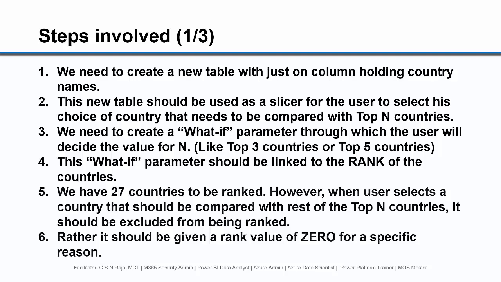This what if parameter should be linked to the rank of the countries. Assume that we have 27 countries to be ranked. When the user selects one particular country that needs to be compared with the rest of the top n countries, it should be excluded from being ranked. Rather, it should be given a rank value of 0 for a specific reason, which I will explain a little later.